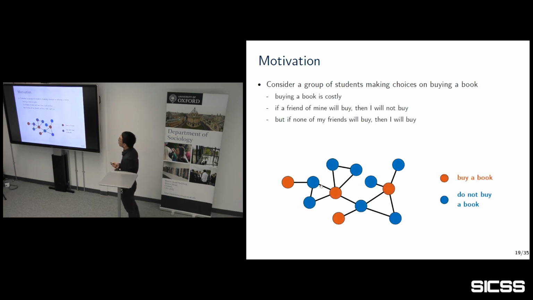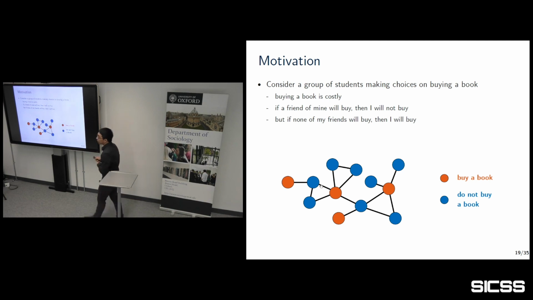A second example is to consider a group of students making a choice to buy a book, whether each individual wants to buy a book or not. Obviously, in this case, buying a book is costly. It costs time and money. So if a friend of mine will buy, then I will not buy, based on the assumption that I can easily borrow. But if none of my friends will buy, then I will buy because I definitely need the book.